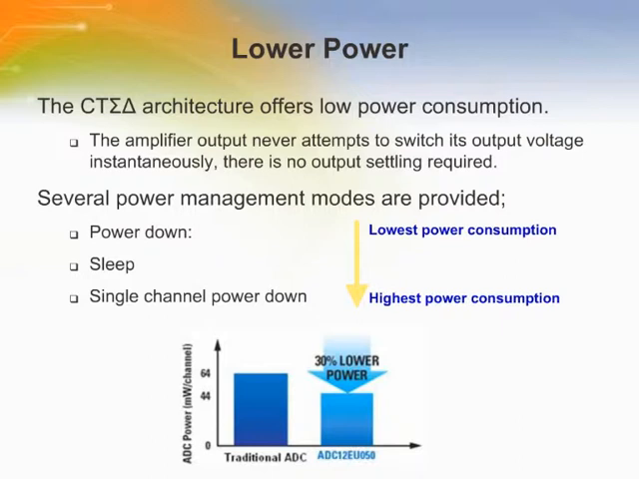In a CT sigma delta with CT feedback, the amplifier output never attempts to switch its output voltage instantaneously. There is no output settling required, and hence the amplifier speed constraints are relaxed and consume less power. In addition, several power management modes are provided: power down, sleep mode, and single-channel power down mode.